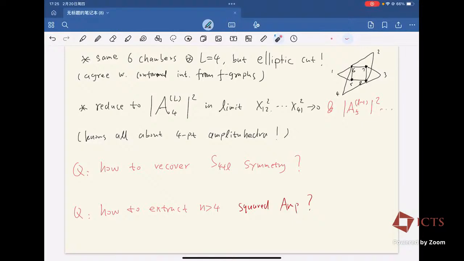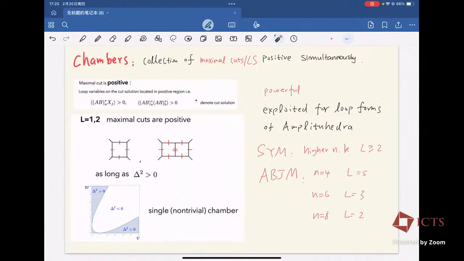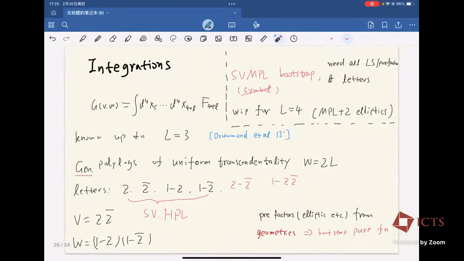Okay, so any questions for this part on the Correlators and the Amplituhedron squared in the limit? Don't see any. Okay, so I'll move to the last part. I guess I'll leave more time for questions in the end.